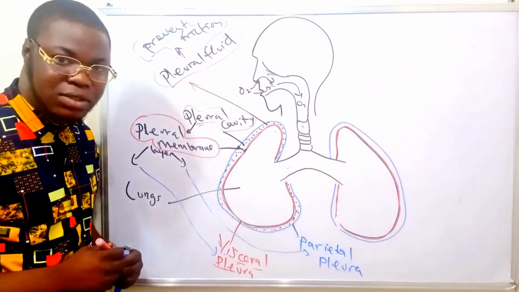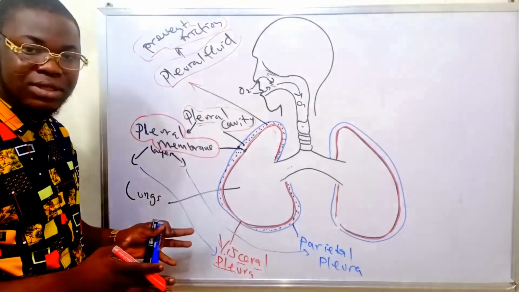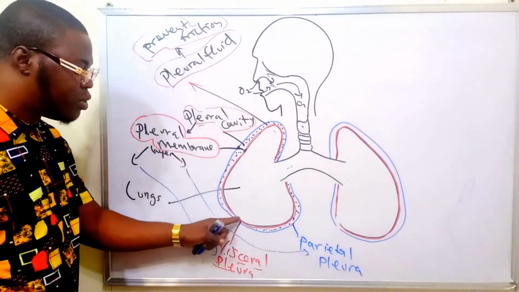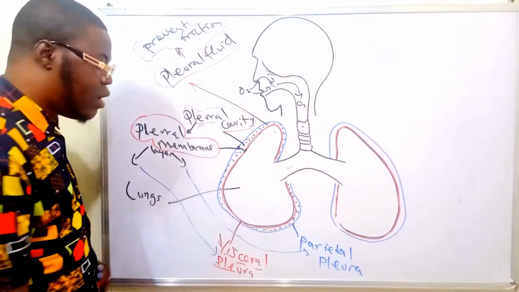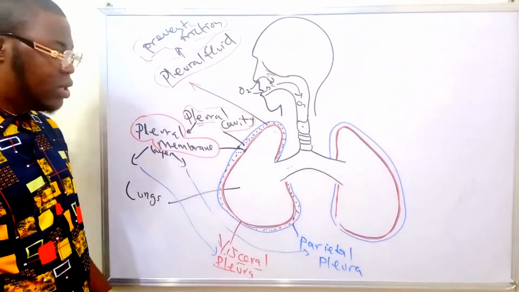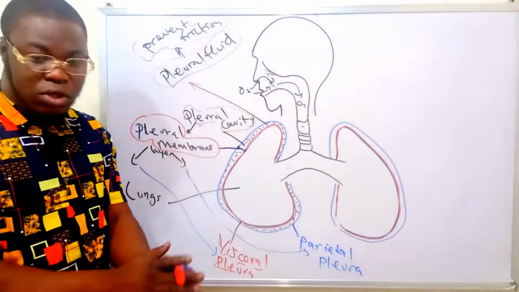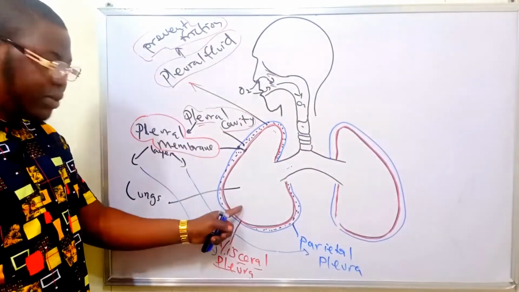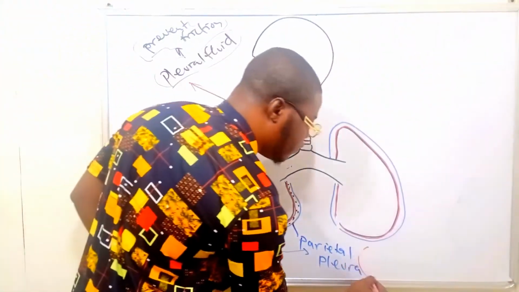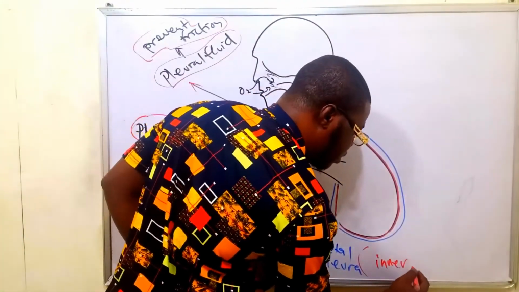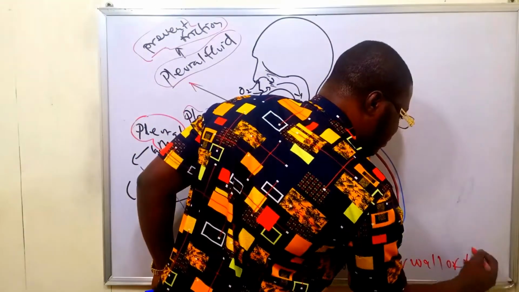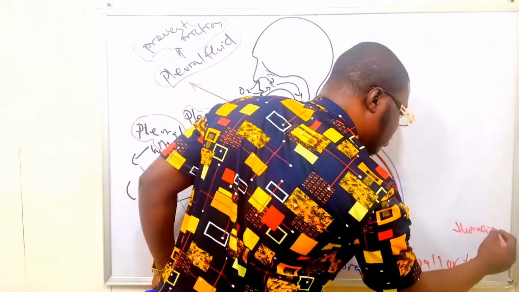Now, let me add something to it, and that is one of the most important things. We said this visceral layer adheres strictly with the lungs. Agreed. Now, this parietal layer, it adheres with something else too. This visceral layer sticks with the lungs. But this parietal layer sticks with something called the inner wall of the thoracic cage. The inner wall of the thoracic cavity. Or you say thoracic cage.